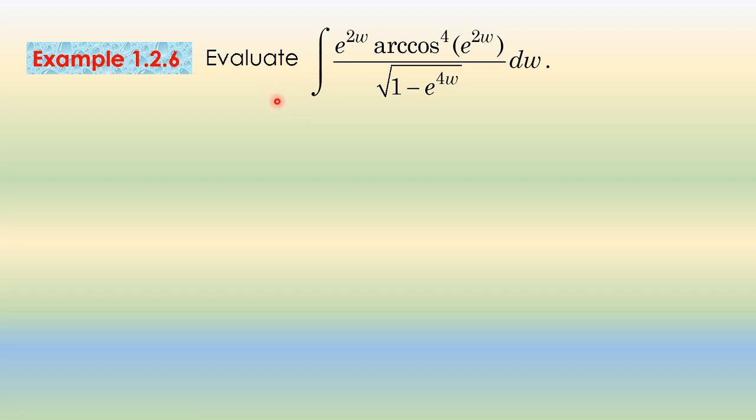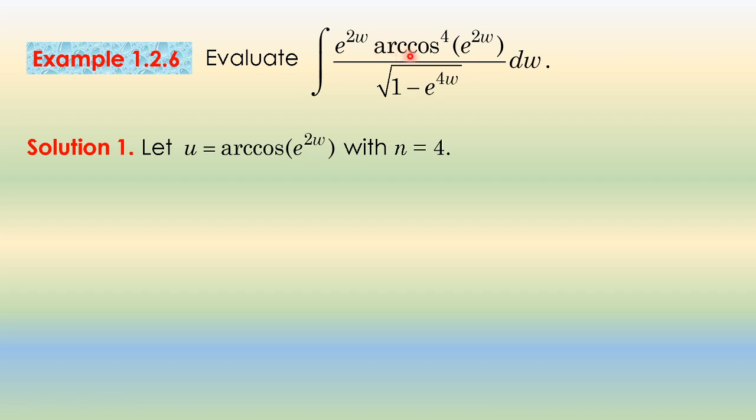Another one, evaluate the integral of e to the 2w arc cosine to the fourth of e to the 2w over square root of 1 minus e to the 4w dw. Let's guess the u. I think it's arc cosine of e to the 2w with n equals 4. Let's see if we are able to get the correct differential of u, of the du, I mean.